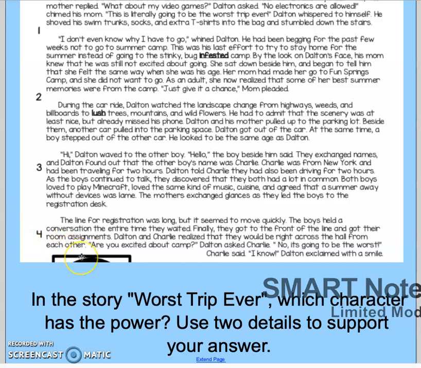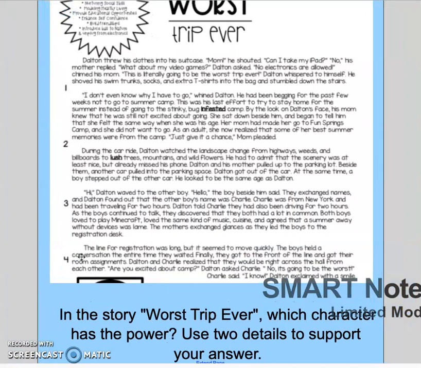So as you can see, this is a story about 2 boys who are going to summer camp. You are going to answer this question using RACECE in your portfolio. Do your best and take a look back at that rubric.